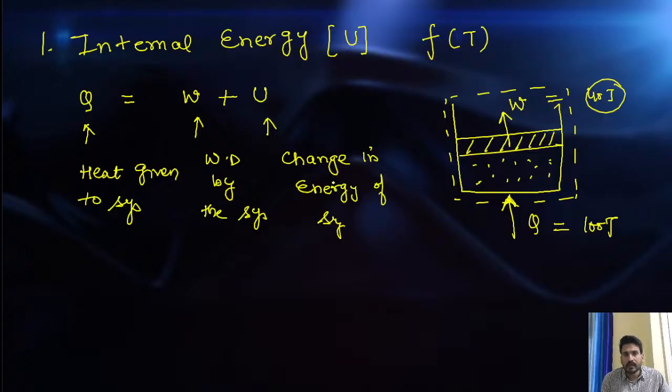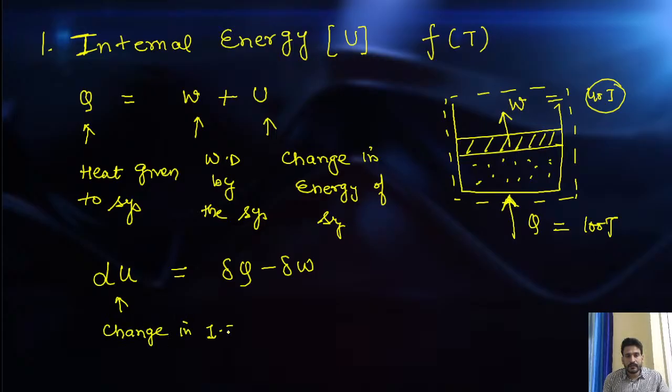But in what context do we have to define this equation? In terms of the internal energy, we are interested only in the change. So let's write this equation in terms of the change. dU means change in the energy of the system. dU is equal to delta Q minus delta W. This is the change in internal energy. So we are always concerned with the change in the internal energy.